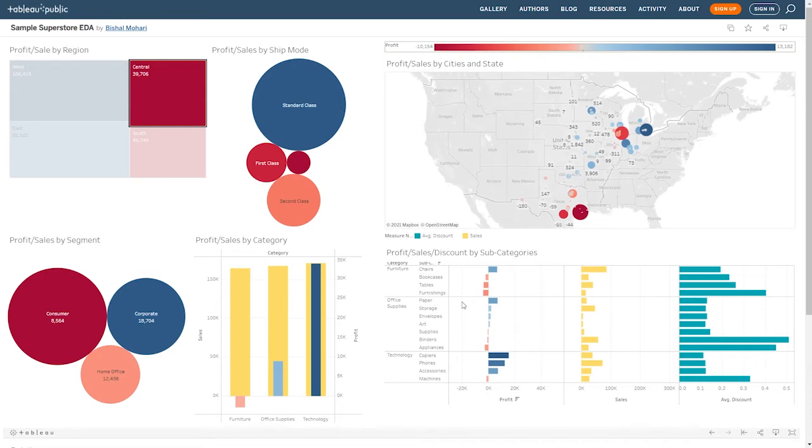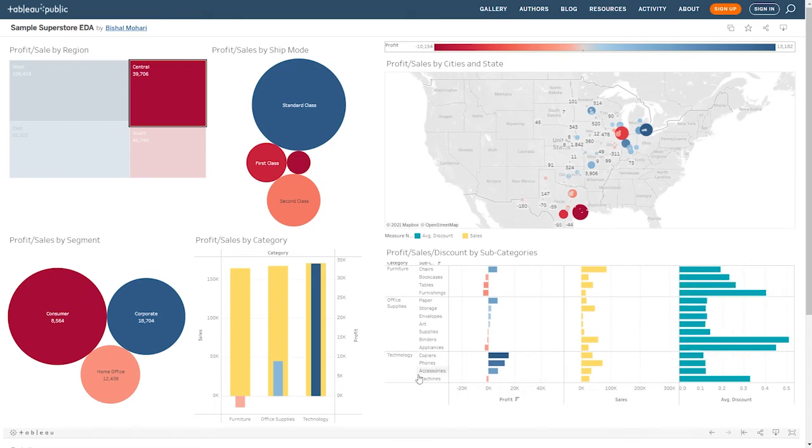Looking into our category chart for the central region, we can see that our furniture is making a loss. However, our office supplies and technology are making a profit. However, our office supplies can be improved by making a few tweaks here and there. Like our appliances, binders and supplies are making a loss because of the big amount of discount that is offered on them. Now, looking into our furniture subcategories, we can see that our tables, furnishings, and bookcases are making a loss because of the big amount of discount that is offered on them.